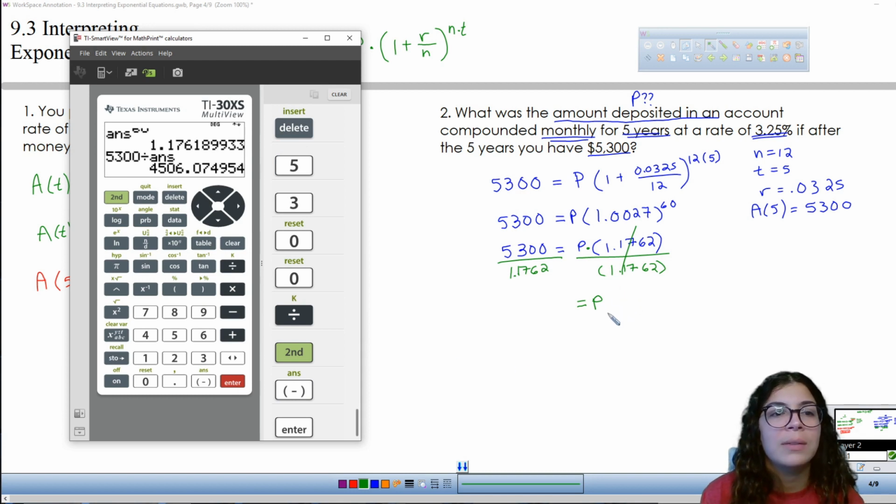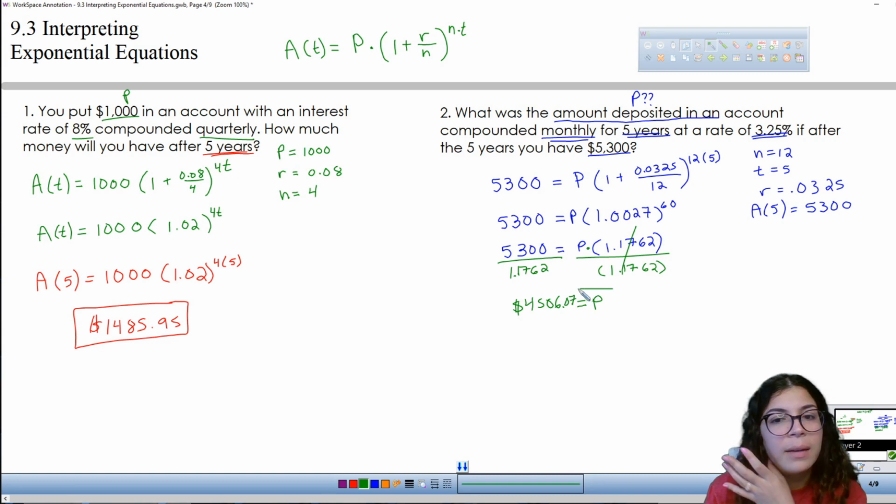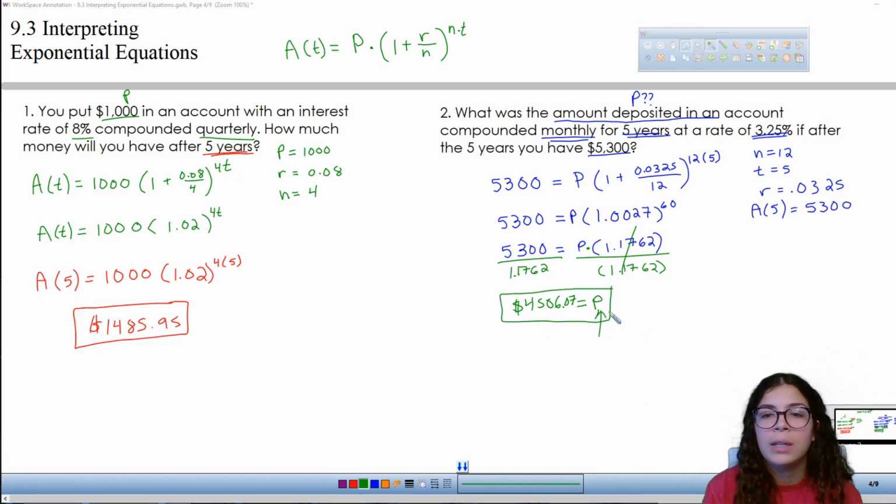So we end up with $4,506.07. And that's what we initially put in the account, the initial investment.